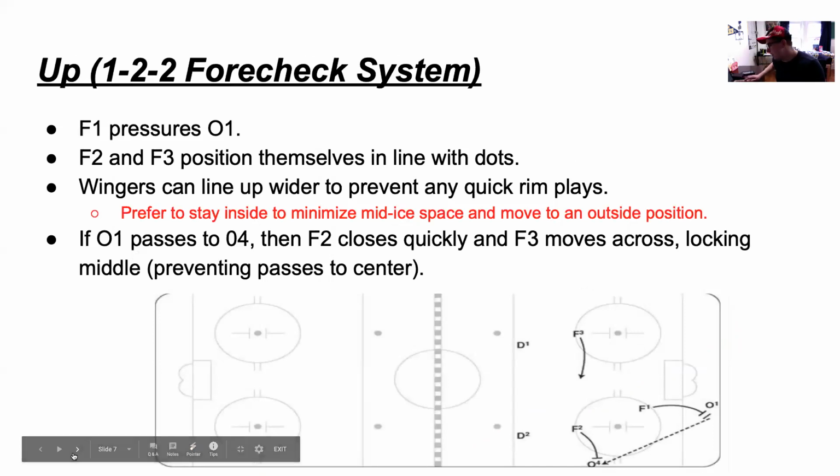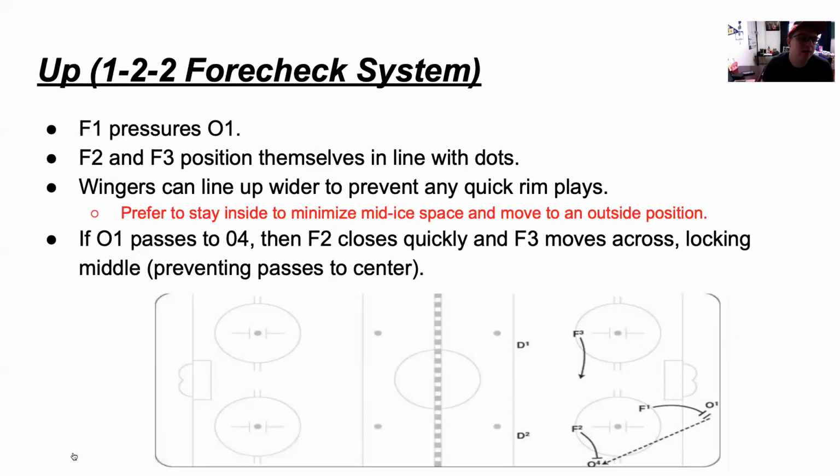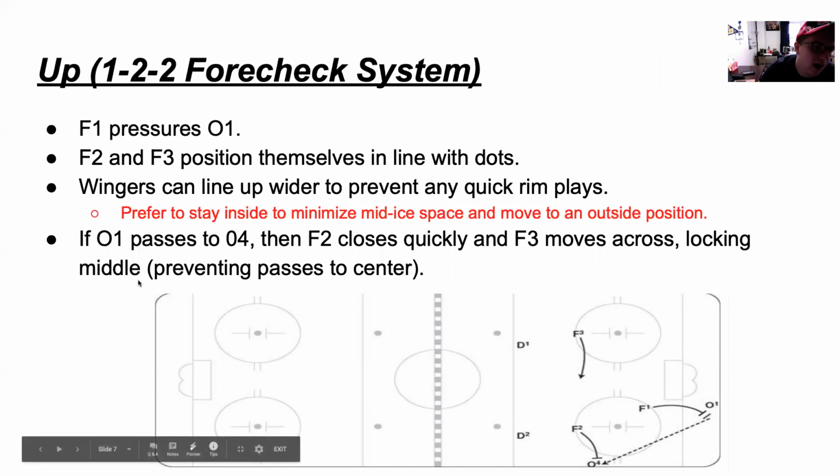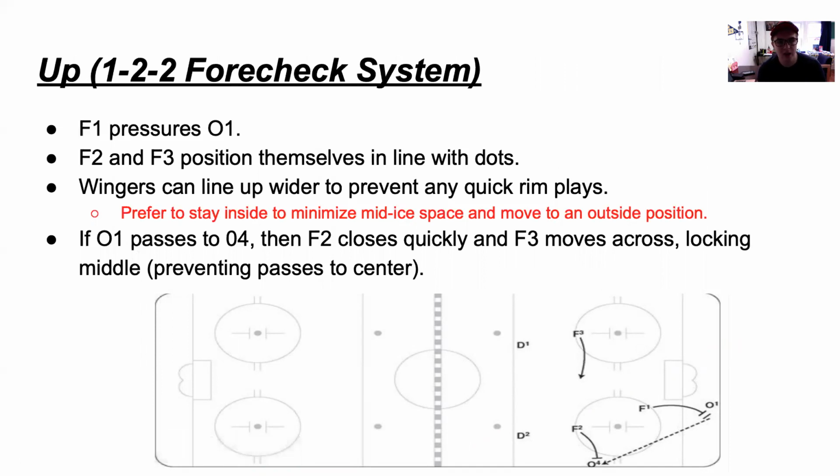Okay, and then we have the up. So up 1-2-2 forecheck system. So F1 pressures O1. Okay, and F2 and F3 position themselves in line with the dots. And the wingers can line up wide to prevent any quick rim plays. And the wingers prefer to stay inside to minimize mid-space and move into an outside position.